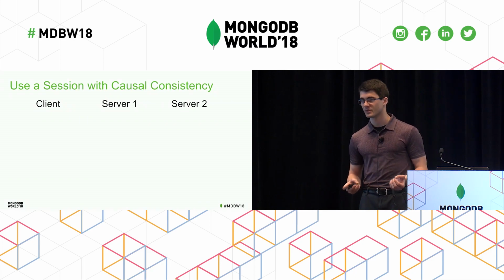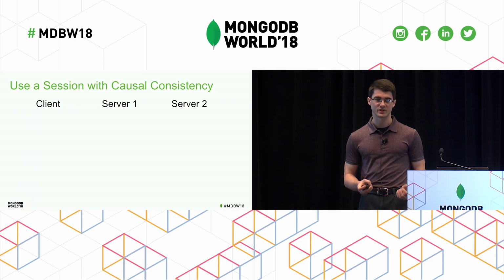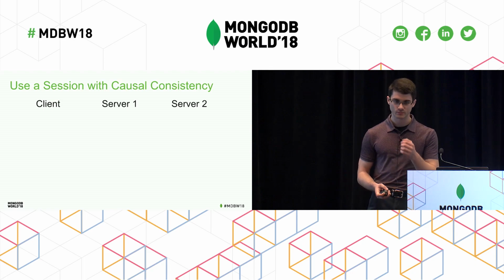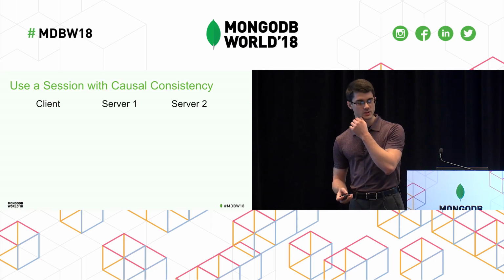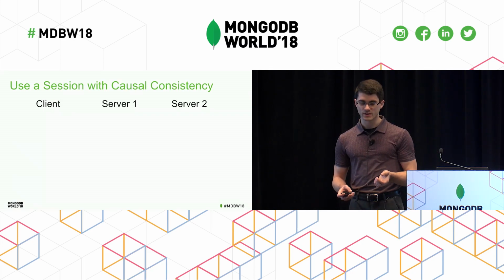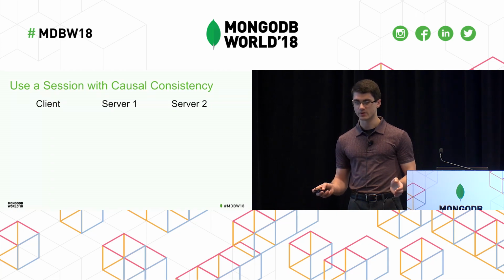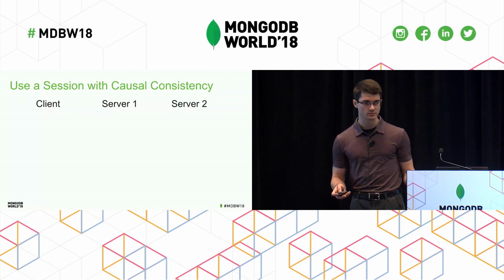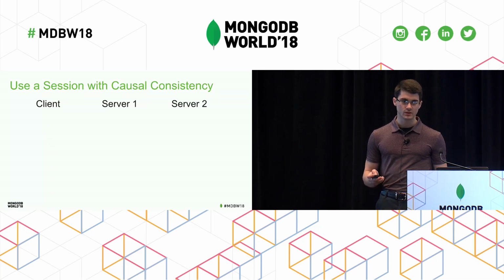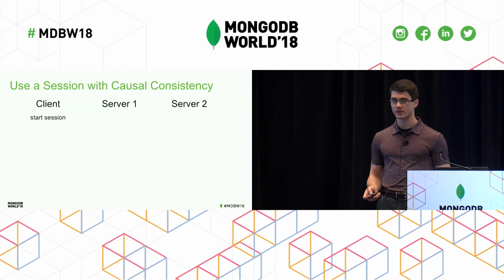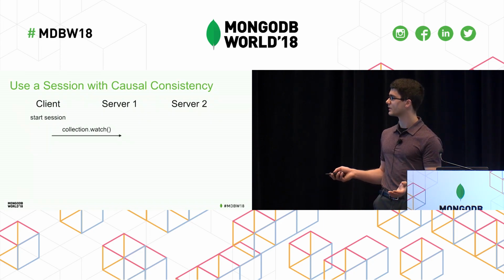So another feature in MongoDB 3.6 can save us, which are sessions with causal consistency. And I'm not going to go too deep into it, but causal consistency allows operations to see the results of previous operations. So what this looks like now is that a client starts a session, which by default has causal consistency enabled, starts a change stream. It could happen on any server. Server 1 and server 2 might be secondaries, or one might be a primary.